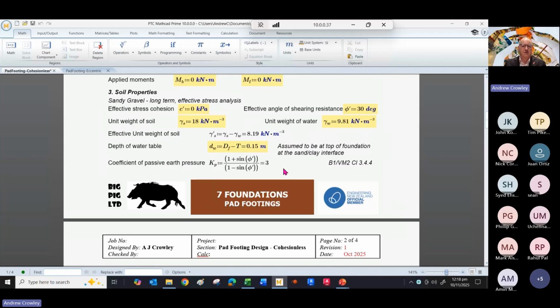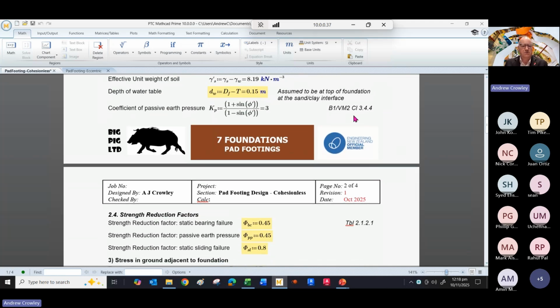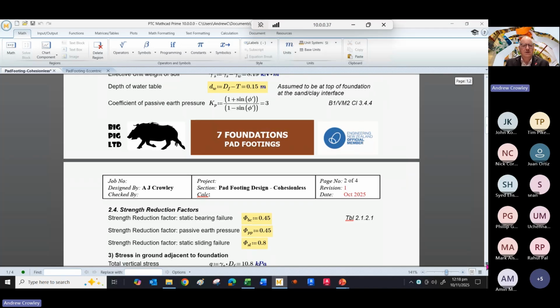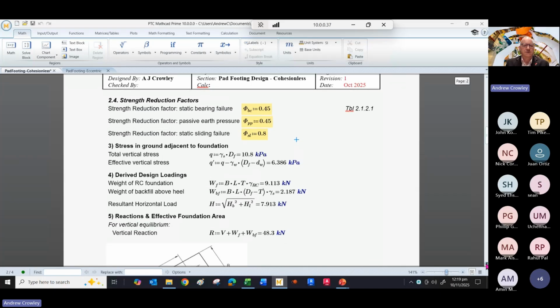We can calculate our passive earth pressure, Kp, as 3, and that's given in B1 VM2. We can pull out the strength reduction factors for static bearing, passive earth pressure, and static sliding failure from the code. So we start with the total stress and then get the vertical stress in the ground. And because we've got pore water pressure in there, the effective vertical stress is slightly lower than the total stress.